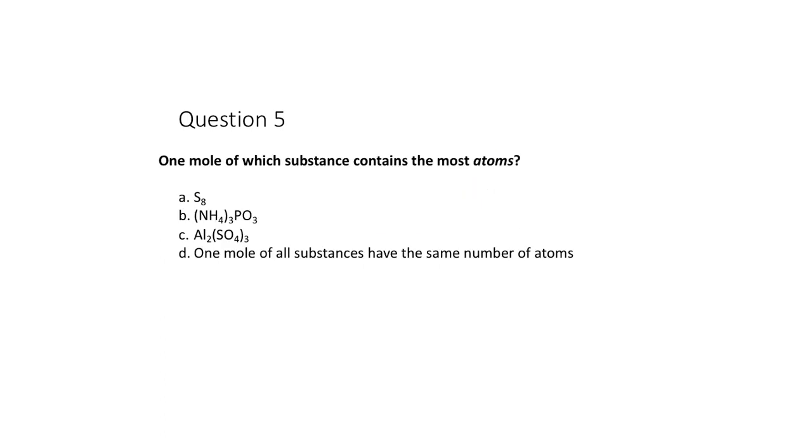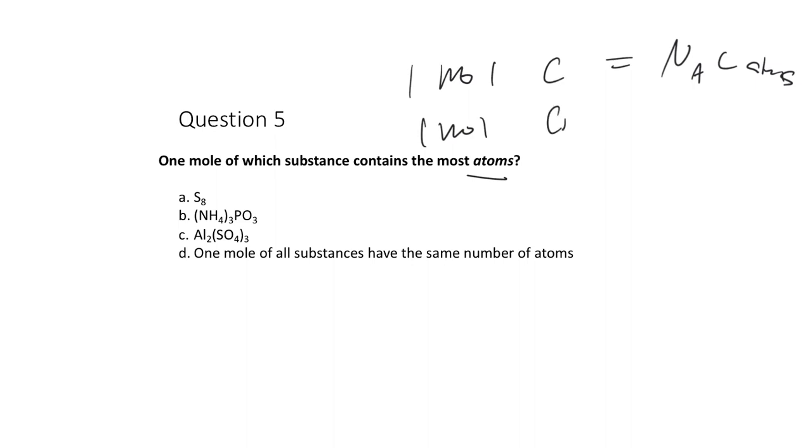Next question: which mole of which substance contains the most total atoms? If you think of 1 mole of, say, carbon, that would equal an Avogadro's number of C atoms. But if you had 1 mole of, say, CH4, each molecule contains 5 atoms, so this is going to contain 5 times an Avogadro's number of atoms. So this question is really just asking which of these compounds or substances has the most atoms.